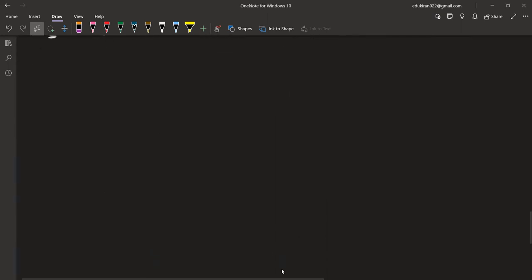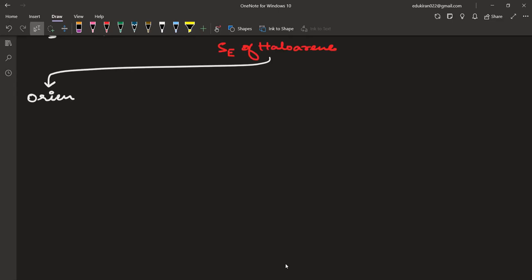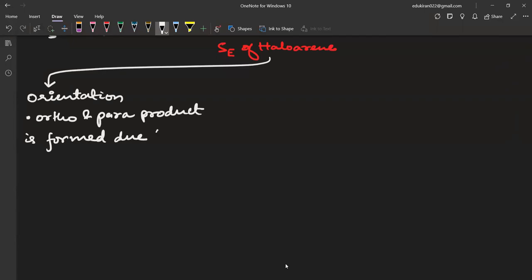Now, till now we have seen the orientation of electrophilic substitution reaction. Orientation means where the electrophile is getting attached. So it is getting attacked in ortho and para position. There are two things that you have to remember about SE of haloarene, electrophilic substitution of haloarene. The first thing is the orientation. We know that ortho and para product is formed due to resonance. The electron density at ortho and para position is higher than that of meta position, and that is why we get the ortho and para product.